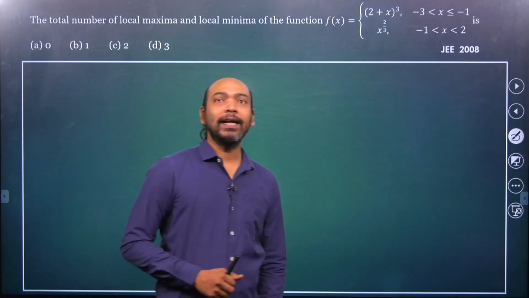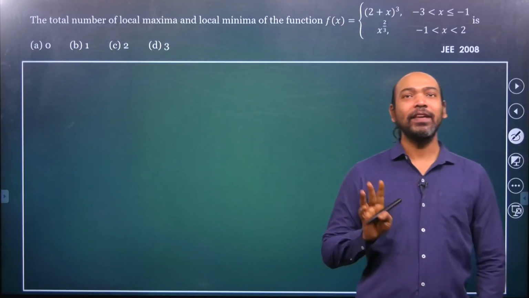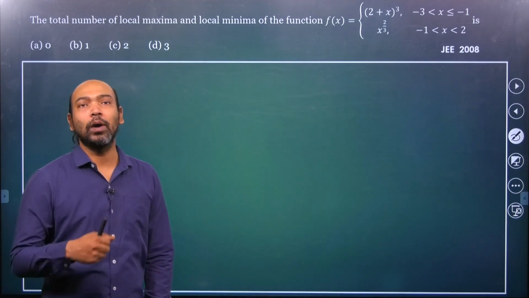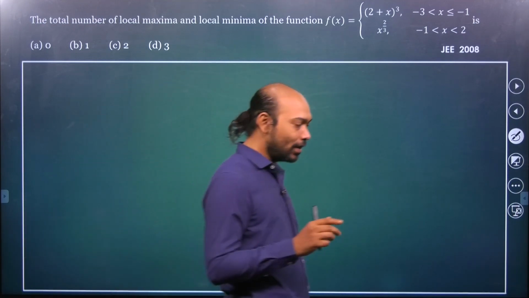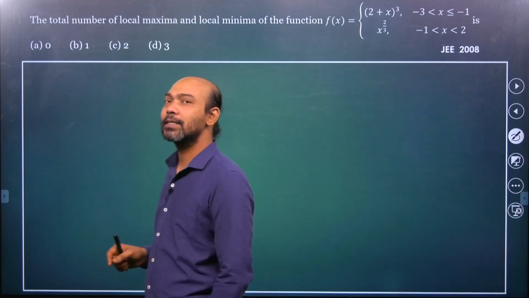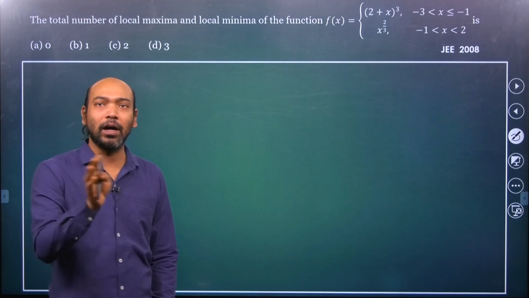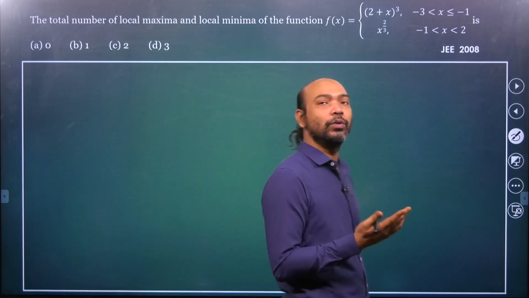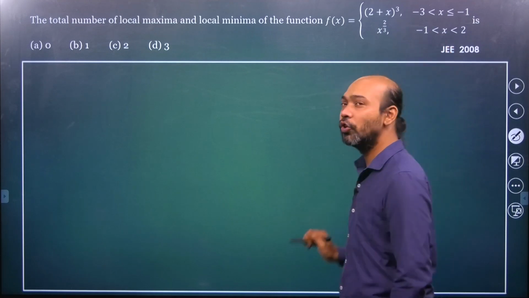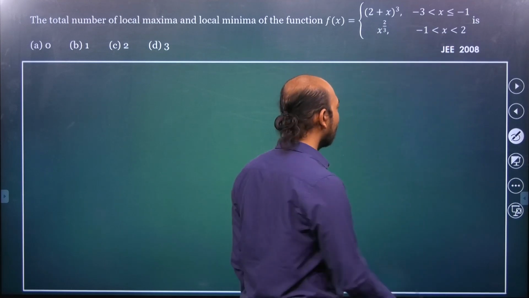Hi all. In that particular problem we have a function f(x) and we have to test how many local maxima and local minima there are inside the domain. The domain here is obviously -3 to 2. What happens after that we don't care, because our function is defined only between -3 and 2. So let's write down the function first.